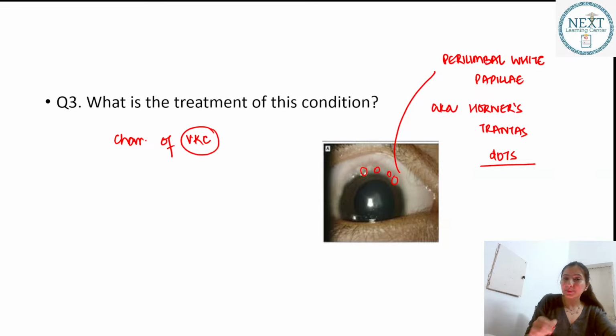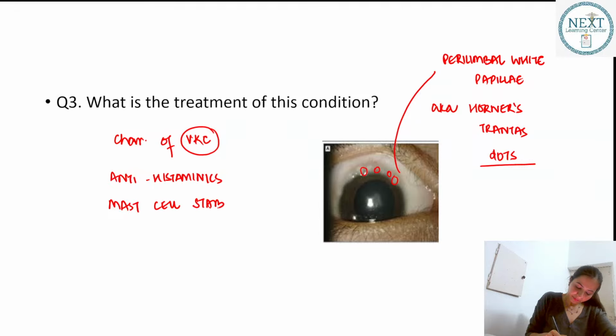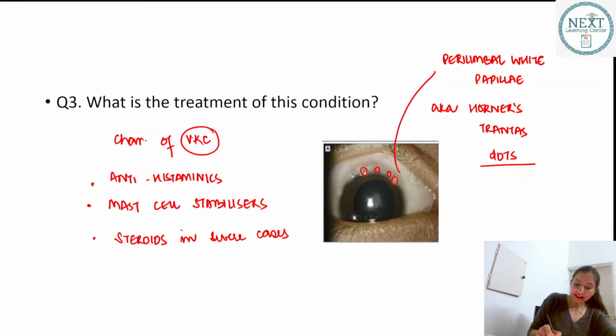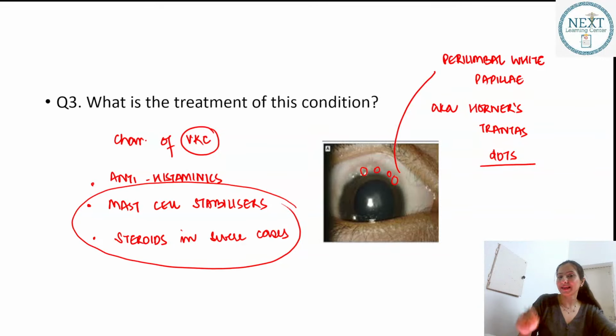Now if you look at the treatment of vernal keratoconjunctivitis, it is antihistaminics, mast cell stabilizers, and steroids in severe cases. So these two options were given in your exam as a single option, and your answer for this question was mast cell stabilizers and steroids.